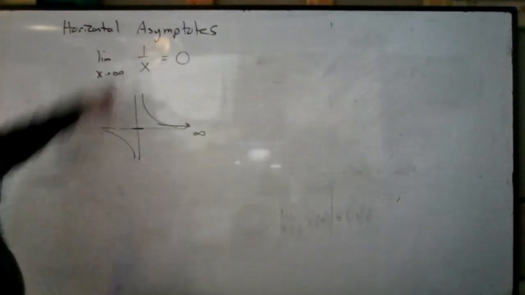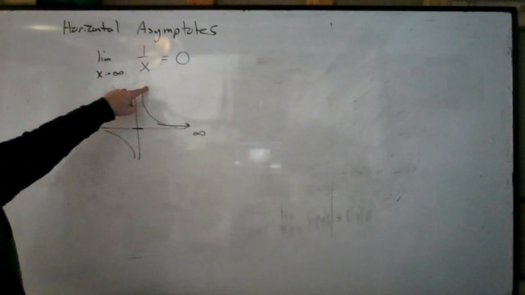You can also think about what's a number divided by a very, very large number? Well, it's going to be 0.